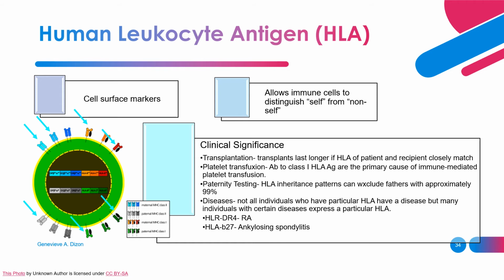For diseases, we have to remember that not all individuals who have a particular HLA will have the disease, but many individuals with certain diseases do express a particular HLA. For example, individuals with rheumatoid arthritis have the HLA-DR4 in their cells, while patients with ankylosing spondylitis have the HLA-B27. So in short, the HLAs do not cause the disease, but they do serve as markers for the presence of the disease.